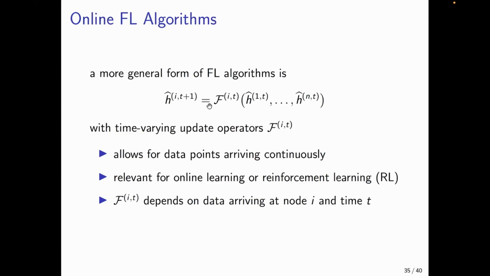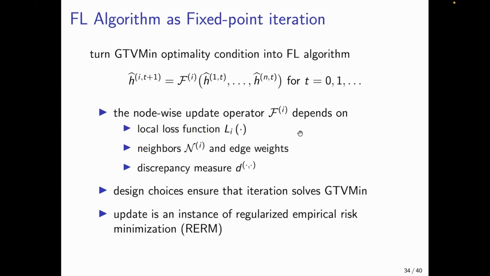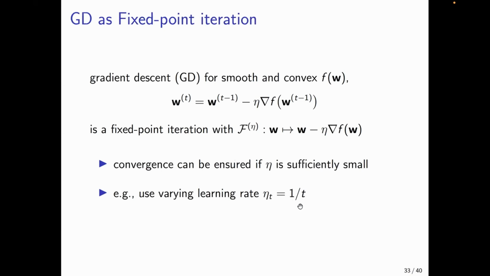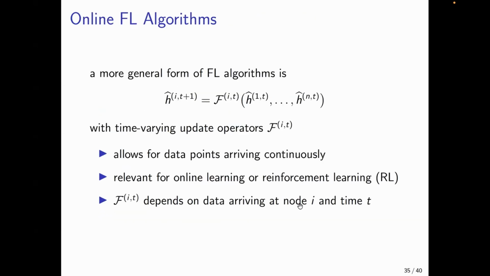So it's often useful to use a bit more general model for federated learning algorithms, which allows these operators to change over time or over the number of iterations. At later iterations, you use slightly different update operators than in earlier iterations. One reason could be, for example, when you use gradient methods, you use a decaying learning rate. That's one factor that can make these update operators depend on the iteration index t. You can think of this as a discrete time t.